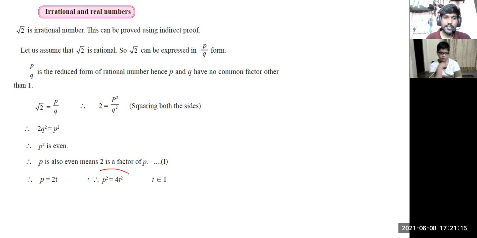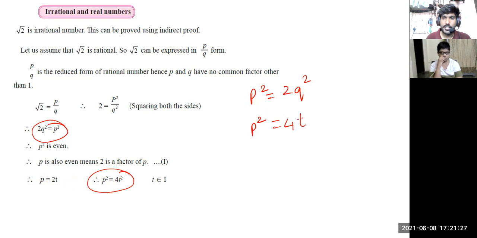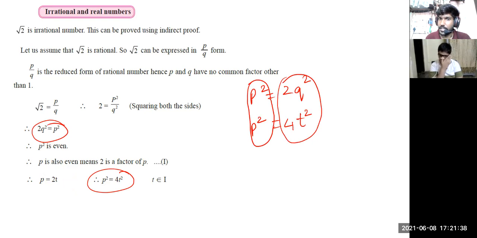Now look at this equation and look at this equation. We have p square is equal to 2q square and p square is equal to 4t square. Correct? Now look at the left hand side, LHS. This is equal. So RHS should also be equal to each other. Yes or no? Since LHS is equal, RHS also should be equal. So you can equate them. You can write it like this: 2q square is equal to 4t square.